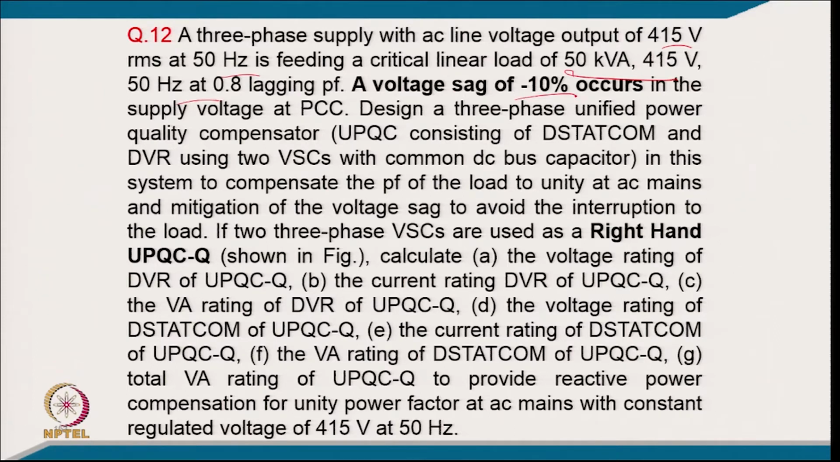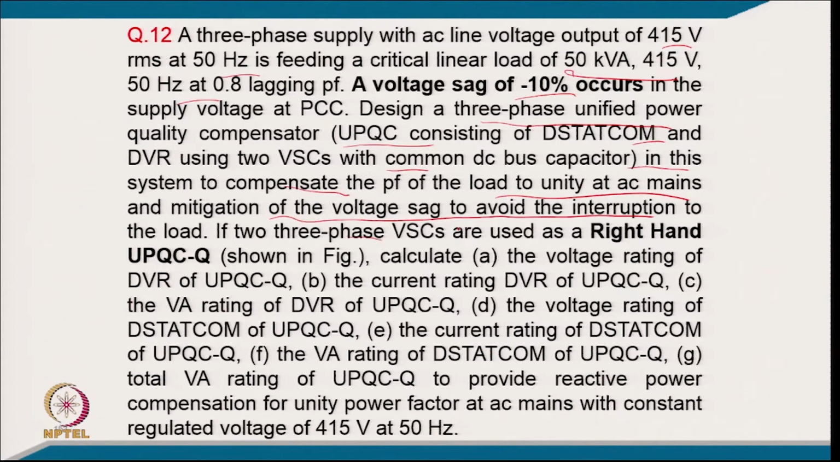A voltage sag of 10% occurs in the supply voltage of PCC. Design a 3-phase UPQC consisting of a D-STATCOM and a DVR with a common DC bus capacitor in this system to compensate the power factor of the load to unity at AC mains and mitigate the voltage sag to avoid interruption of the load.